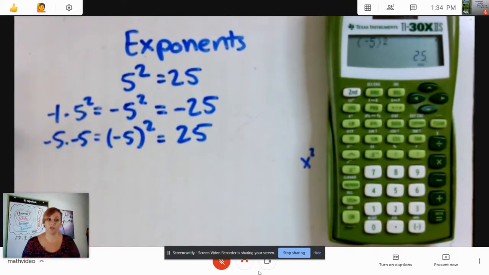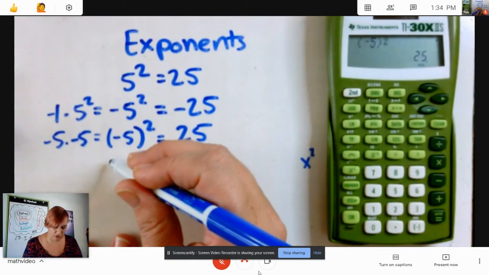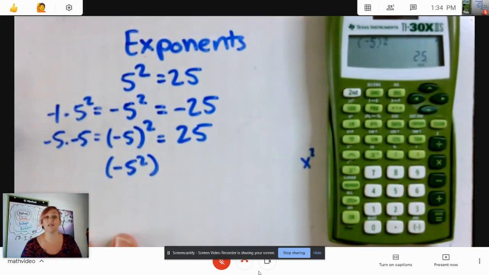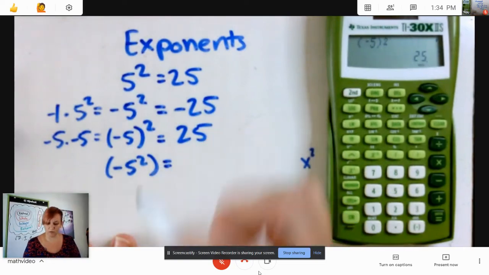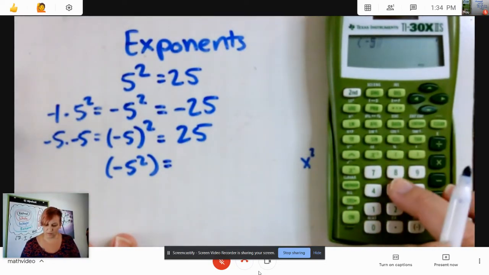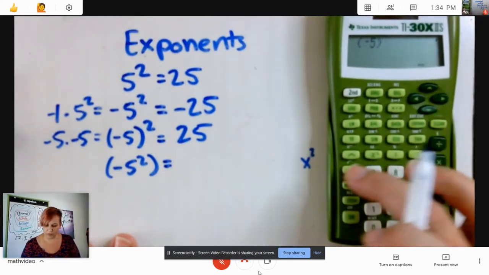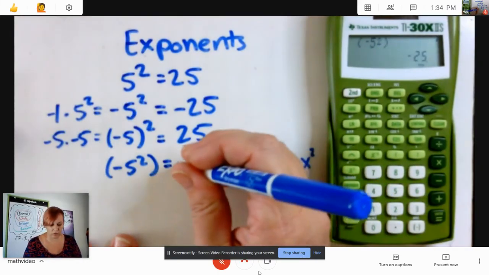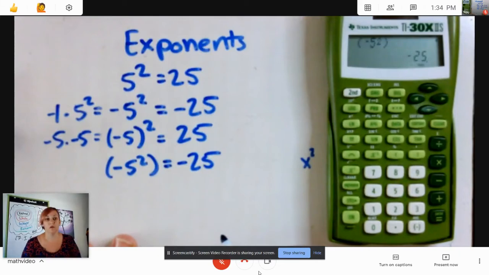Now, the other thing I want you to be very careful with is when you're using these parentheses, not to accidentally put the square on the inside. Because if you accidentally put the square on the inside instead of the outside, again, you're going to get that answer of negative 25.